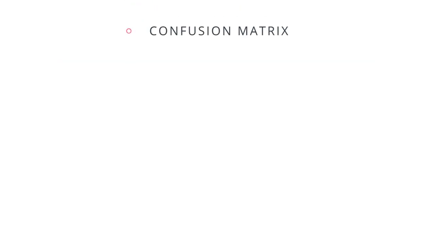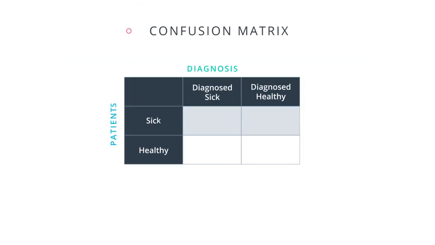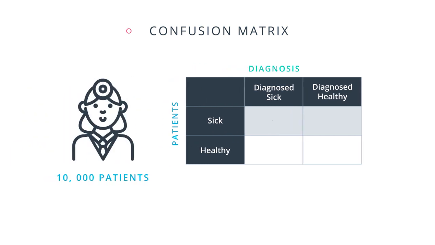Now we'll introduce what's called a confusion matrix. This is a table that will describe the performance of a model. In this model, we have 10,000 patients. 1,000 of them are sick and have been correctly diagnosed as sick. We call these true positives. 200 of them are sick and have been incorrectly diagnosed as healthy, so we call them false negatives. 800 patients are healthy and have been incorrectly diagnosed as sick. We call these false positives. And finally, 8,000 patients are healthy and have been correctly diagnosed as healthy. We call these true negatives. The confusion matrix is simply the table that stores these 4 values.